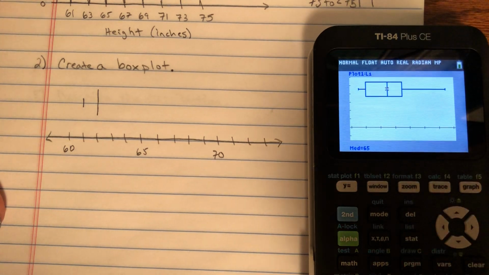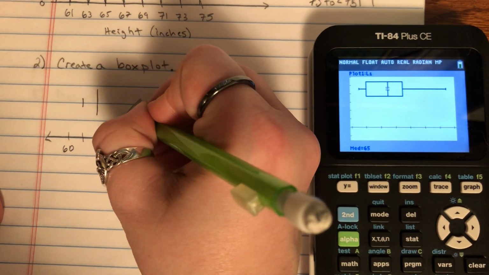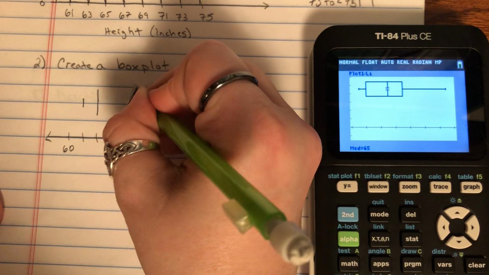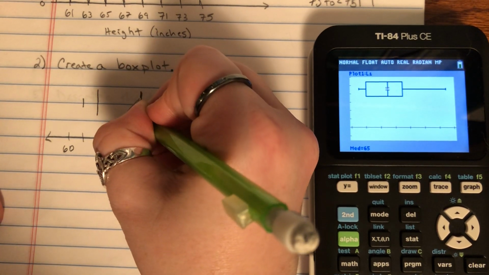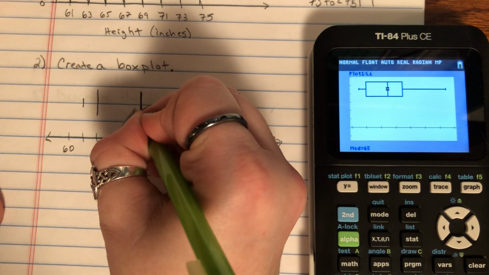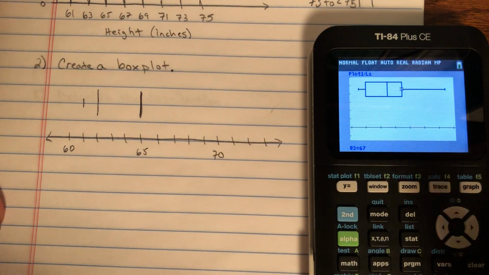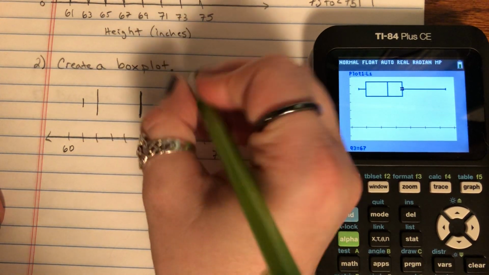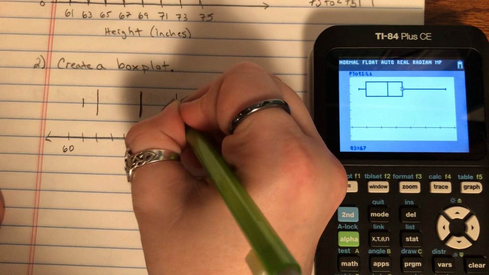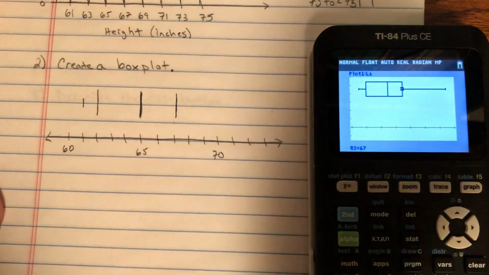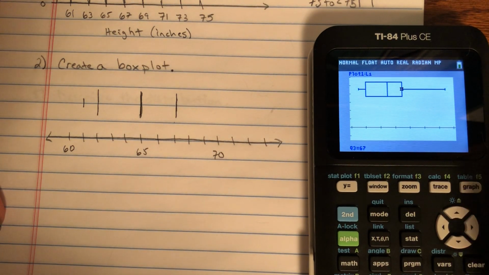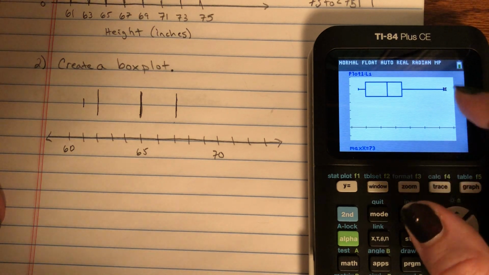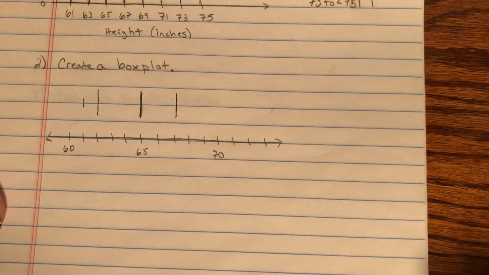Arrow again, 65. And I want this line segment to be the same length as the previous one. All right, this is going to be my median line. The next is 67, so about 2 beyond this. And then my final one, 73, which isn't an outlier, but is darn close, is going to be way out here.